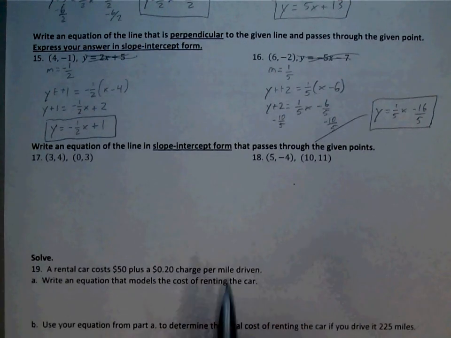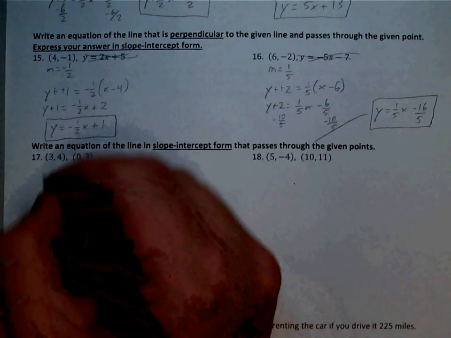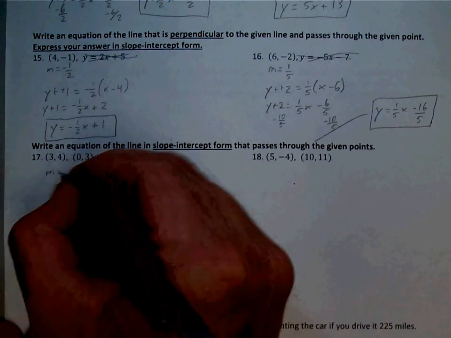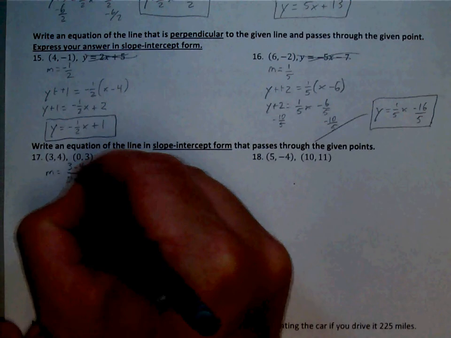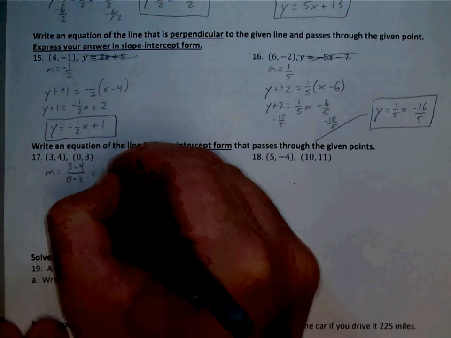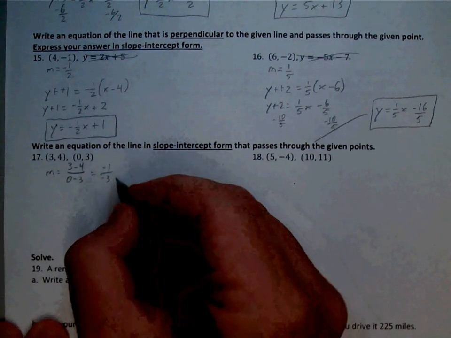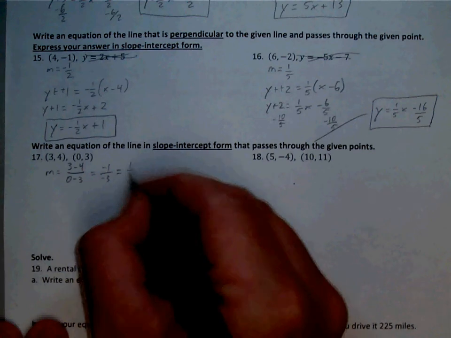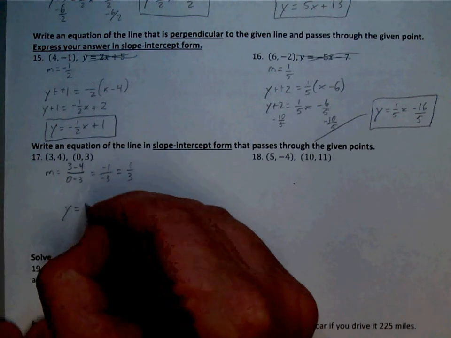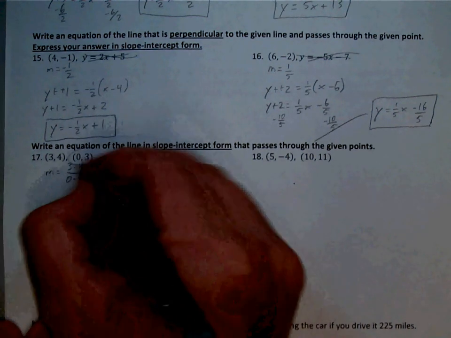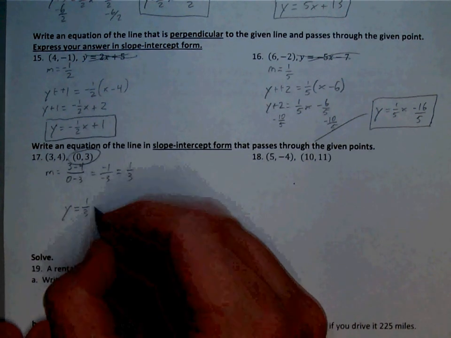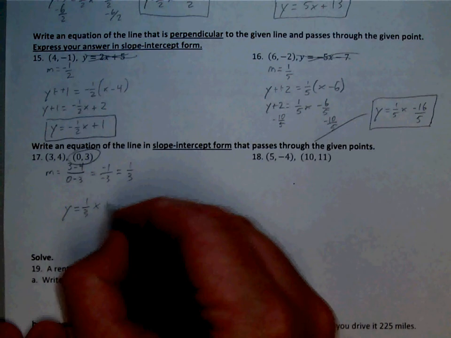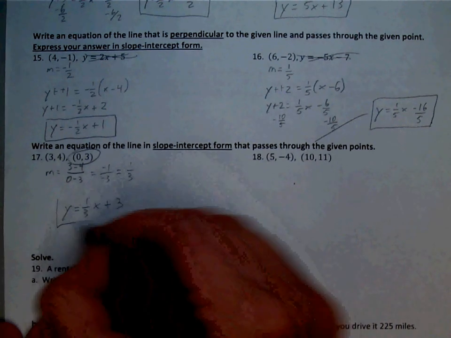Number 17, we've got 2 points we've got to go through, so we need to find our slope. So y2 minus y1 over x2 minus x1. So negative 1 over negative 3. Negative over negative is positive 1/3. Notice this problem gives me the y-intercept: 0, 3 has a 0 in the x spot, so 3 is the b. So I can just do y equals 1/3 x plus 3. So I found my slope, I know the y-intercept.